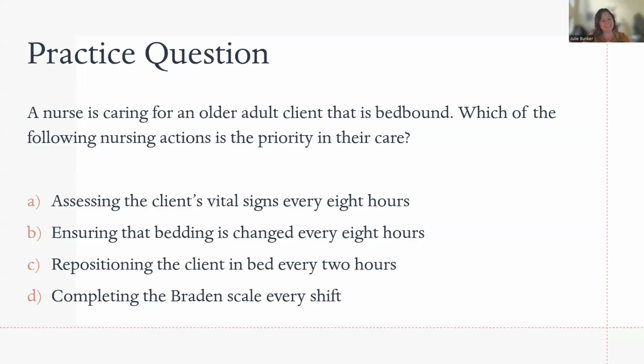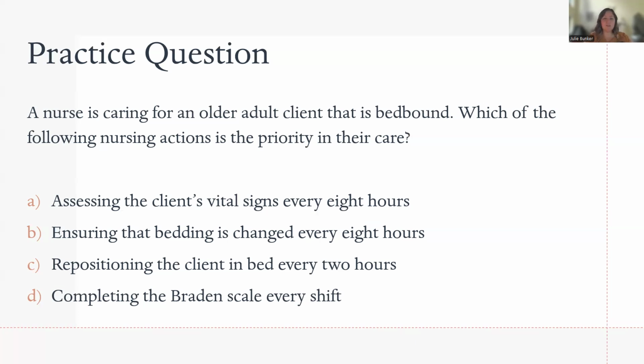Answer in 3, 2, 1. Answer C. Right? Hopefully you got C. We know Q2 turns. That's drilled in our brains, right? We need to reposition at least every 2 hours. They're bedbound. Might even be more often in your facility, but look at the timeline on all the others. That was kind of a dead giveaway, if anything. Complete the Braden scale every shift, so every 12 hours.